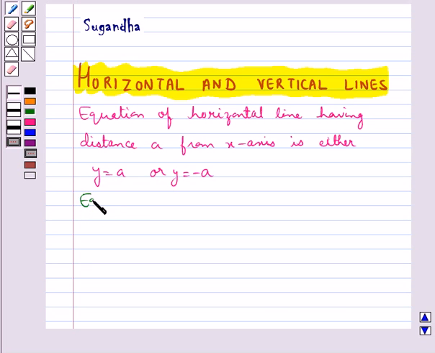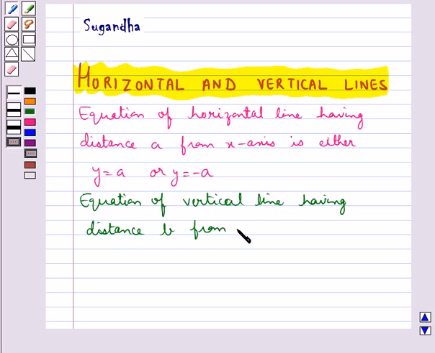And the equation of a vertical line having distance b from the y-axis is either x equal to b or x equal to minus b. And here also the choice of the sign will depend upon the position of the line according as the line is to the left or to the right of the y-axis.